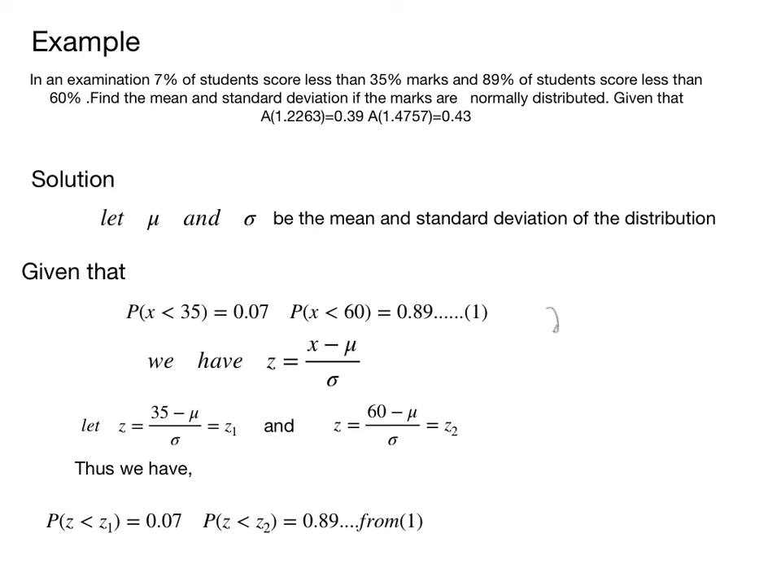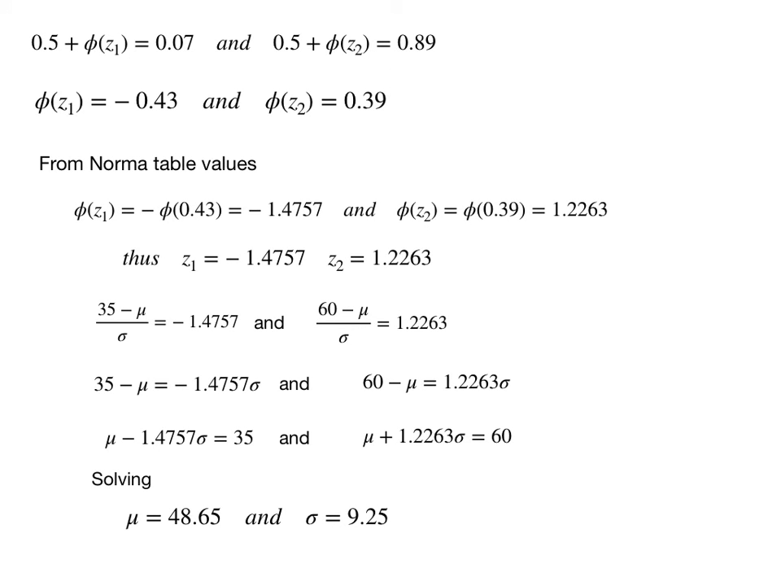Take for x is equal to 35, z is equal to z1, and for x is equal to 60, take z is equal to z2. So I have P of z less than z1 is equal to 0.07 and P of z less than z2 is equal to 0.89. Now since both the conditions are less than, z1 and z2, I'll have the curve as the same here. This will be the region.